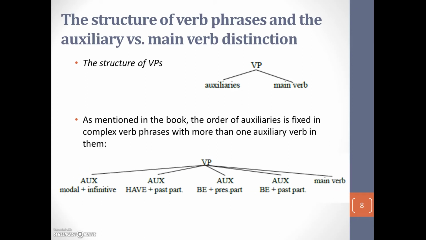So we can see towards the right, we always have the main verb. But then if we have more than one auxiliary, there is a rule to the order in which they can occur. So we can see that modal verbs, for instance, always occur first. If we then have have as an auxiliary verb, that will occur in the second position. Obviously, if there is no modal verb, have is going to be the first one, but have will always come before auxiliary be, for instance. Now let's look at some examples of this, right?